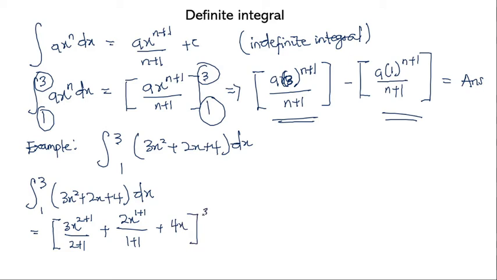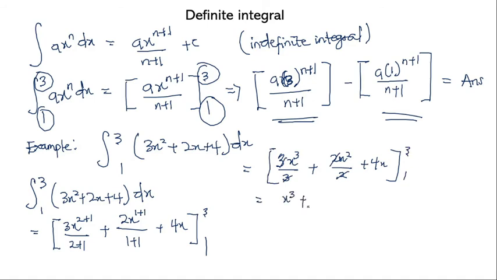Then I apply my limits 3 and 1 to this. So this is equal to 3x^3 divided by 3 plus 2x^2 divided by 2 plus 4x, still applying the limits 3 and 1. So this cancels this, and this cancels this. It means my final equation is x^3 plus x^2 plus 4x with the limits 3 and 1.